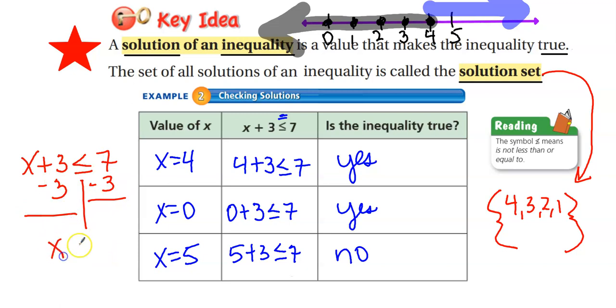It looks like my new inequality is all the numbers that are less than or equal to 4 are part of this solution set. So I might actually put a little bracket around this and say that any number that's less than or equal to 4 makes this inequality true. Okay, that's it for the lesson.